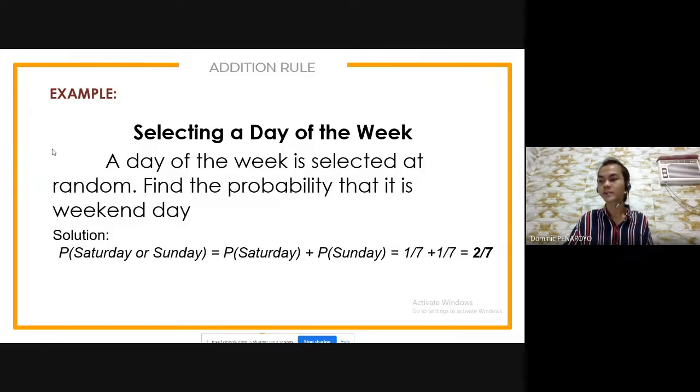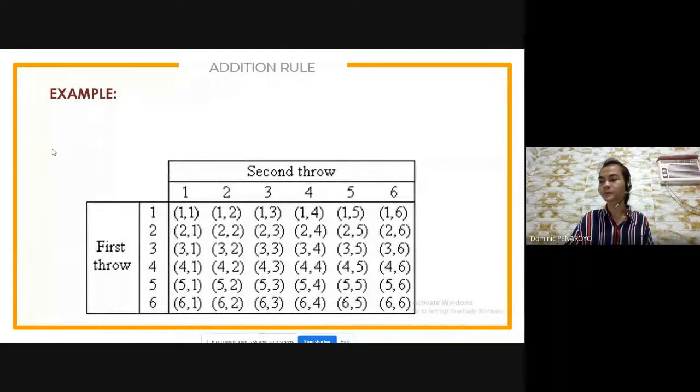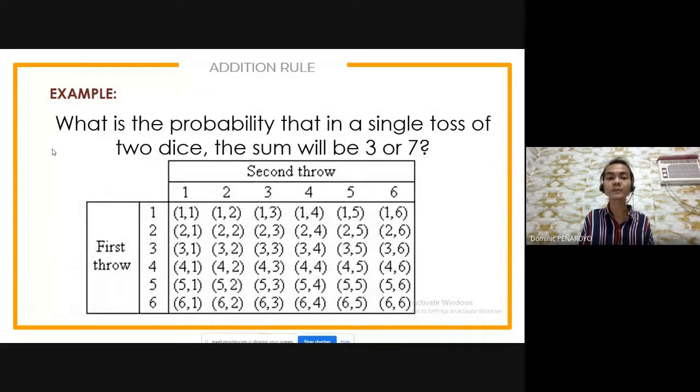All right, so let's proceed. Another example. What is the probability that in a single toss of two dice, the sum will be 3 or 7? The first event is that the sum is 3, and the second event is that the sum is 7. Since we have here the conjunction or, this is an addition rule.